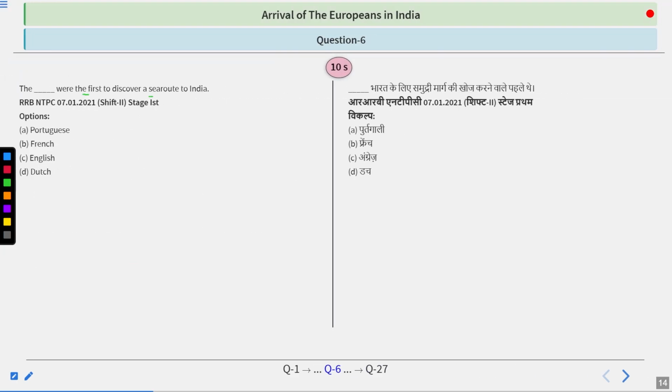Who were the first to discover the sea route to India? Were they Portuguese, French, English, or Dutch? Very simple question.